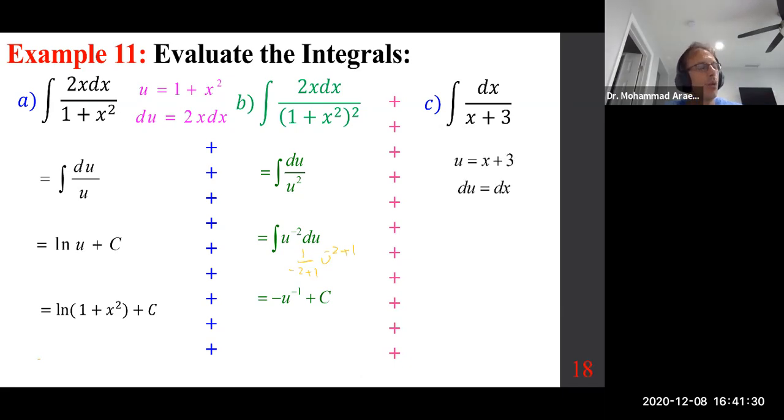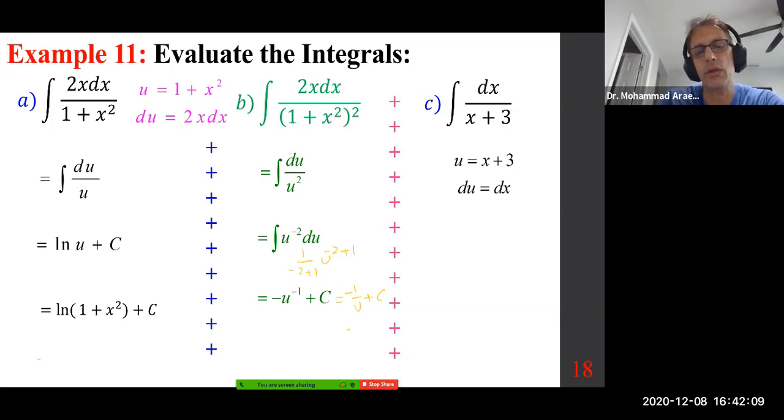So -1 over u, okay? -1 over u. Okay, sorry, the order is not done. We'll see that in a moment. So since the order is wrong, let me just write that. -1 over u and a constant, and u is 1 plus x squared. We are going to replace that. But for now, let's finish this. So we get -1 over u plus c, or -1 over 1 plus x squared. I'll show you in a moment.